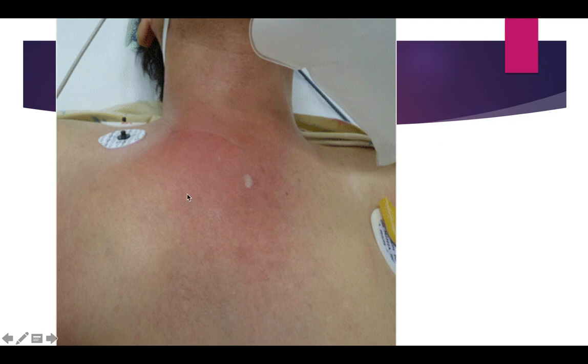Infection, swelling, redness in the sternoclavicular joint. Be careful. You have to ask about gonococcal infection or history of gonococcal infection. Thank you.